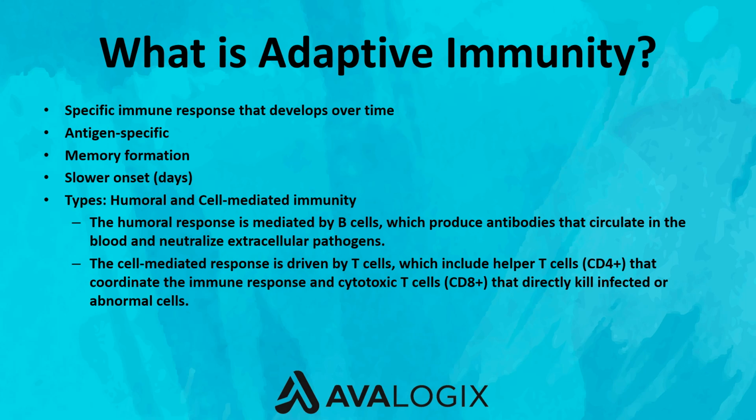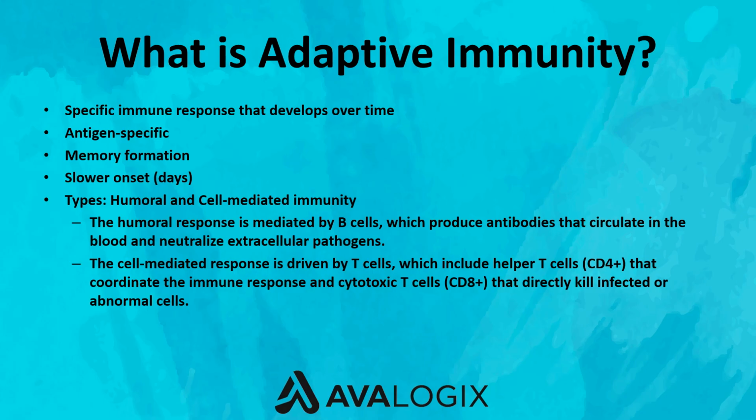Let's break this down. Adaptive immunity is specific. Unlike innate immunity, which recognizes broad microbial features, adaptive immunity targets unique antigens, specific molecular fingerprints found on pathogens. These can be pieces of viral proteins, bacterial toxins, or even mutated self-proteins in cancer. It's also highly regulated and slower to respond.